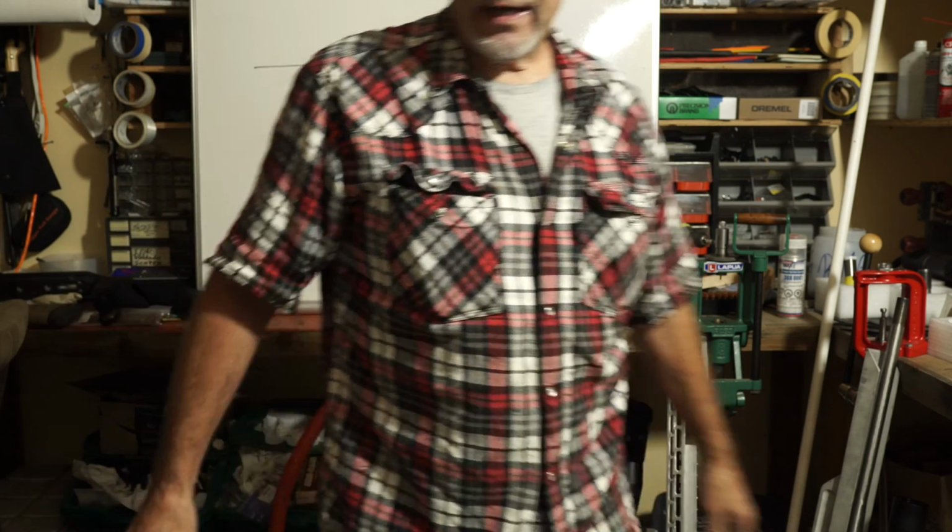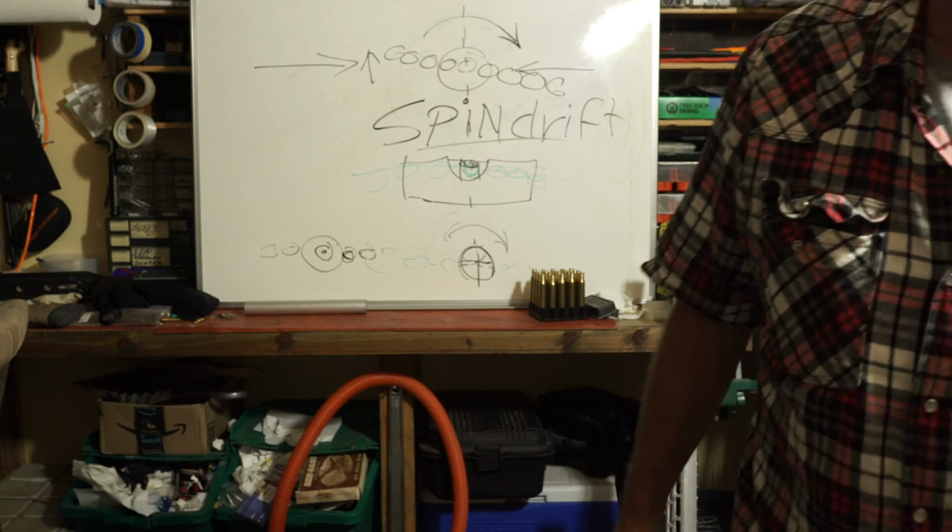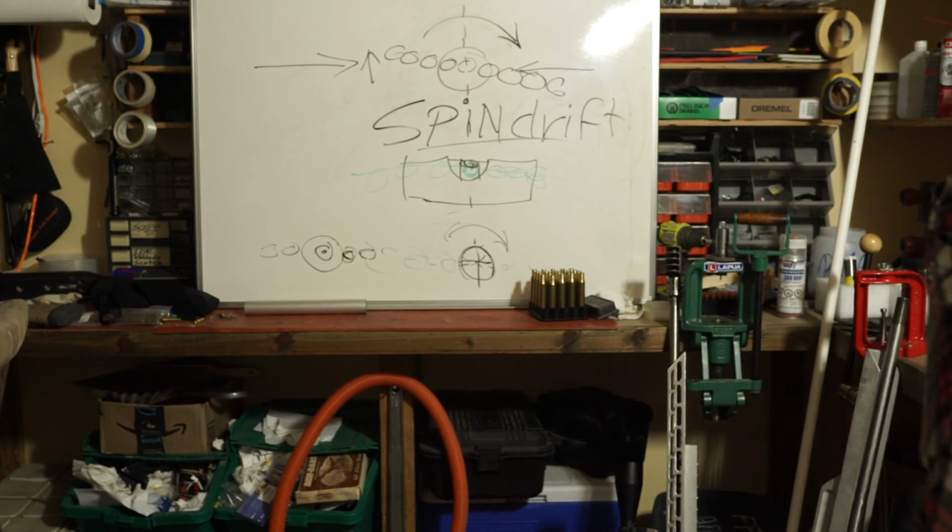So hopefully my visualization helps somebody. If it doesn't, then oh well, I threw it out there. Doesn't change the fact that it's real and that it's fact and that that is the effects of cant and spindrift in the real world.